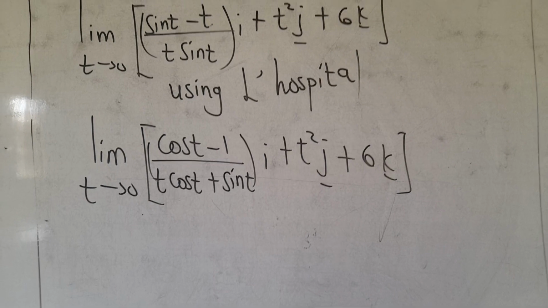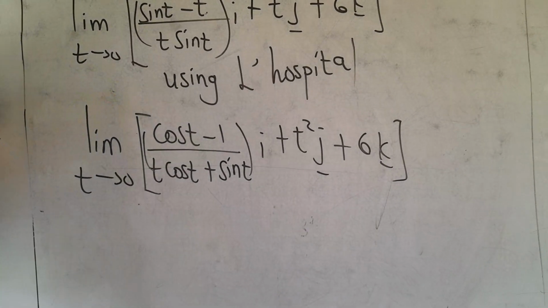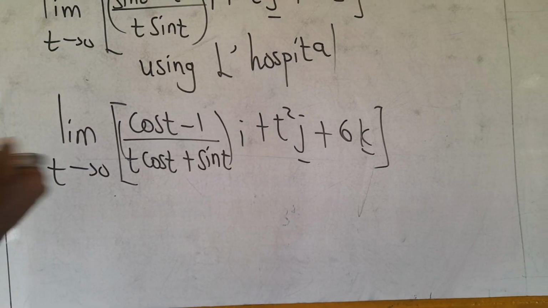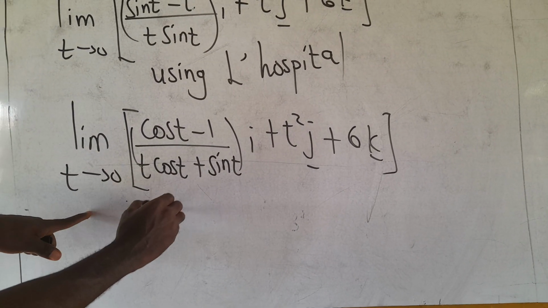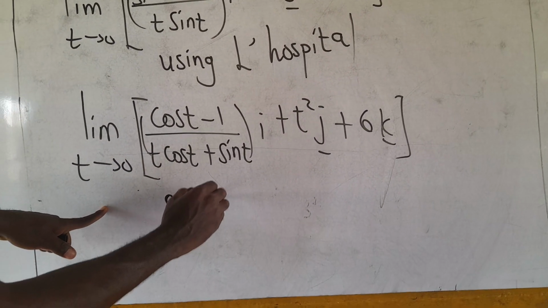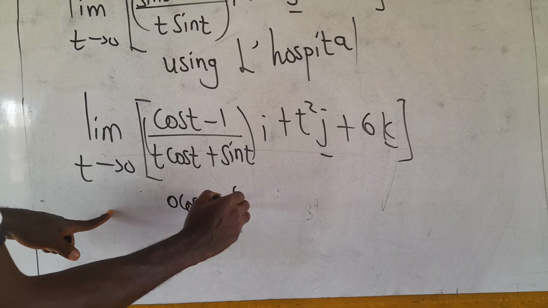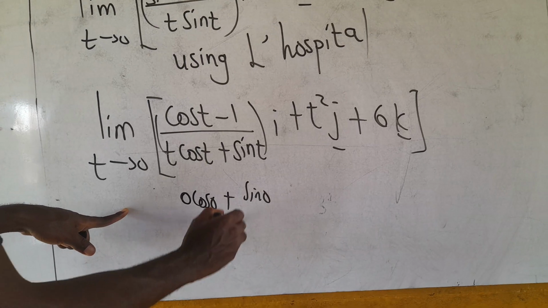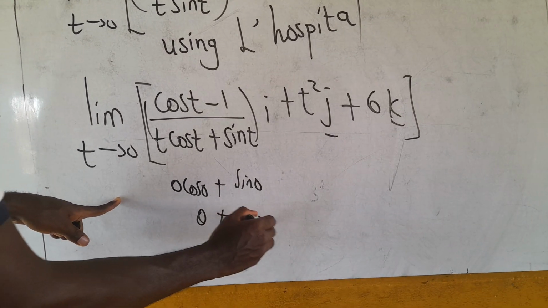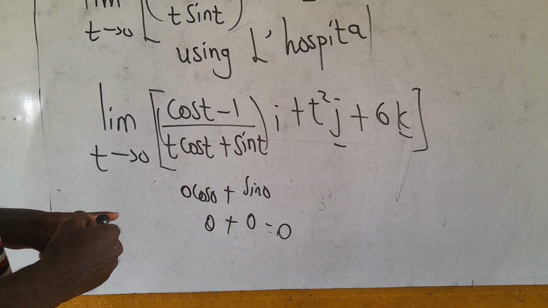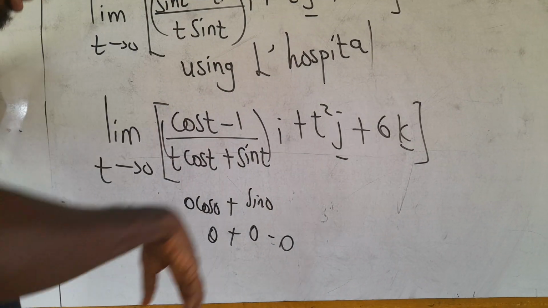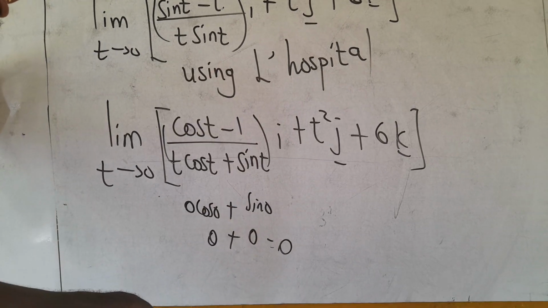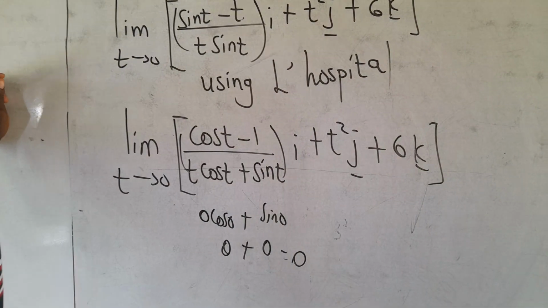So now let's substitute 0 again into the denominator to see if it will be 0. On substituting, we'll get 0 cos 0 plus sine 0. Now cos 0 is 1 times 0 will be 0, and sine 0 is also 0. 0 plus 0 will be 0. The denominator is still 0. Then we must differentiate again using L'Hopital. We differentiate the top separately, differentiate the bottom separately again, and substitute.